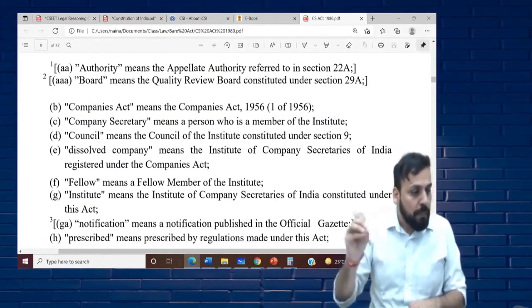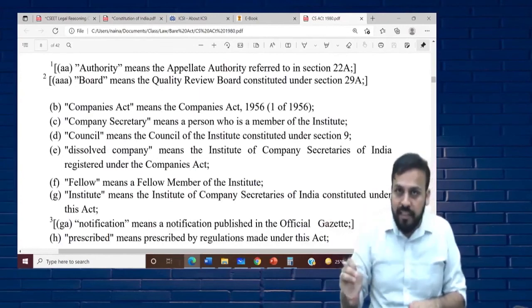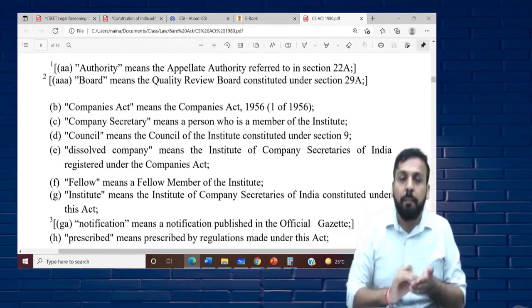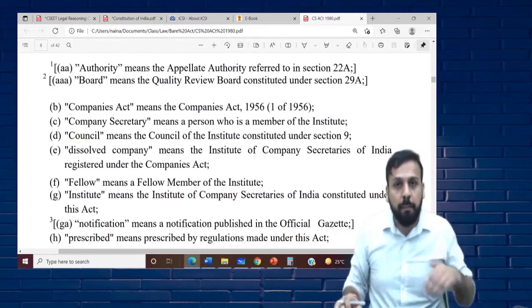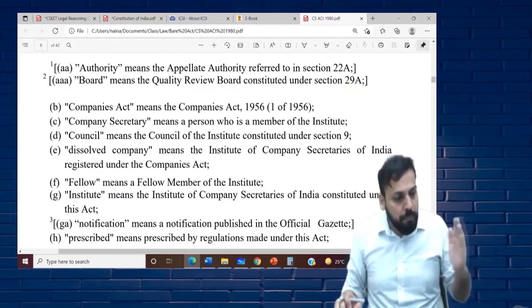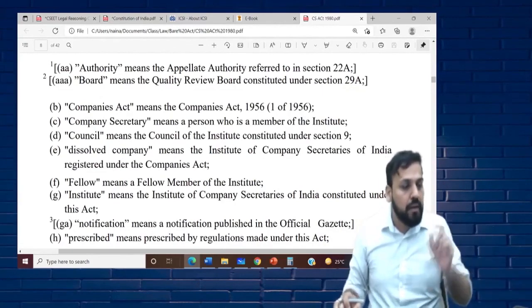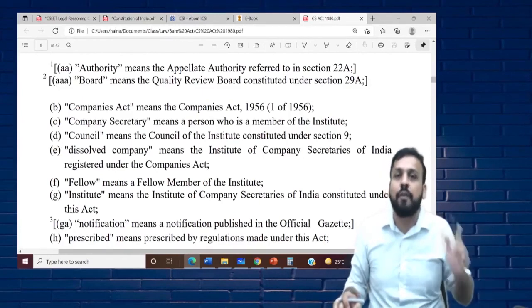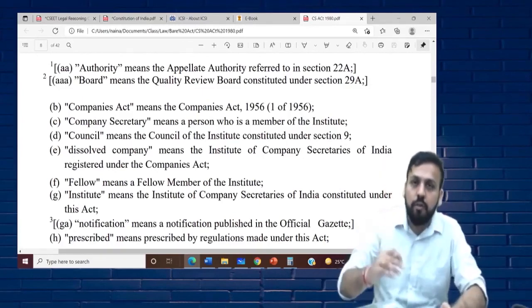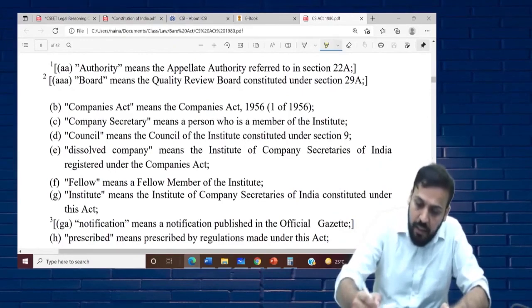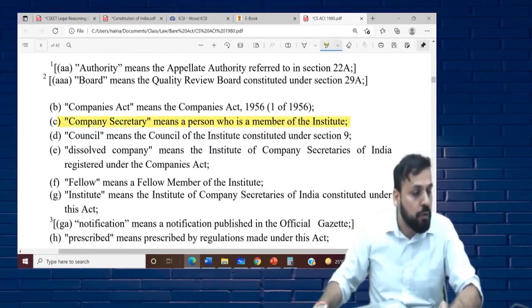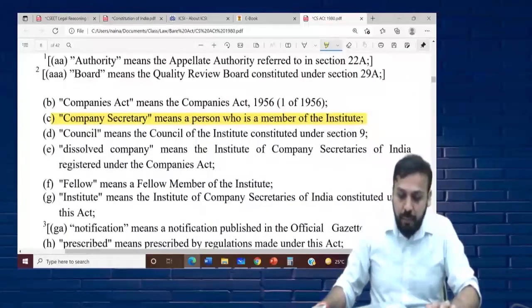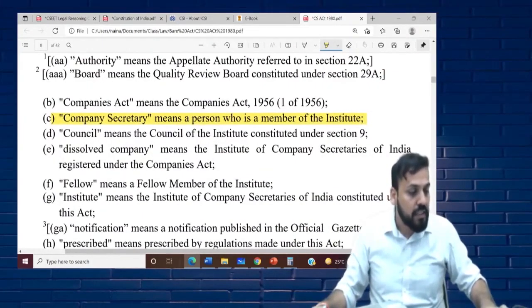Those who become members, the day you clear your exam and all your training, you will apply for the membership form. You will give membership fees. The Institute will give you membership. The day you become a member, now you can use the word CS in front of your name. So as per section 2(1)(c), company secretary means a person who is a member of the Institute. Read this.